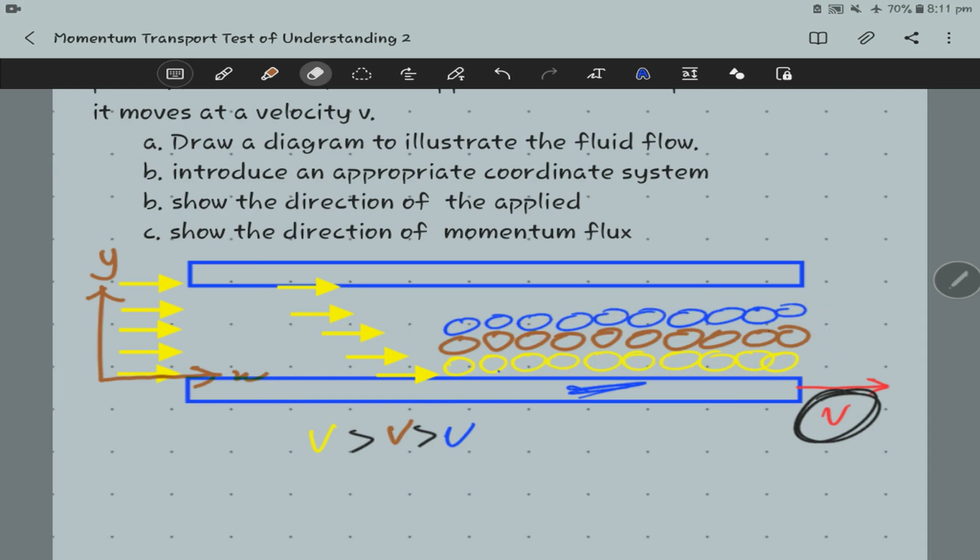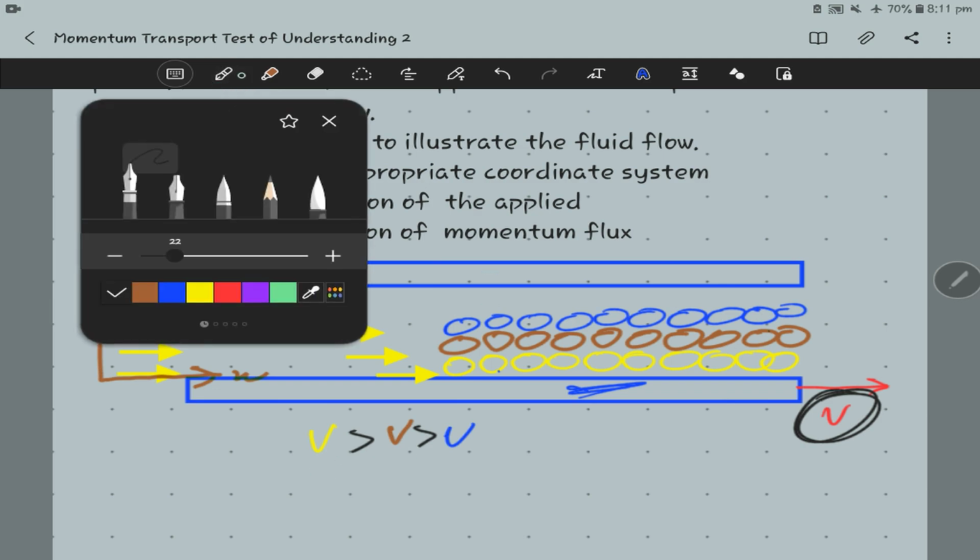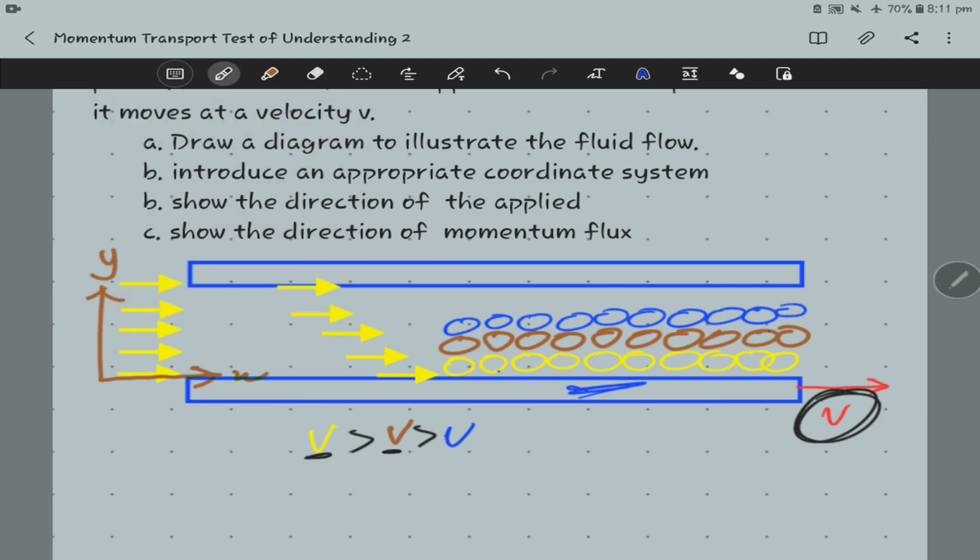So what's happening here is that the velocity is diffusing in this direction. Diffusion means moving from a high concentration area to a lower one. And because we know the velocity in the yellow layer is greater than this, and the one in the brown is greater than this, the diffusion will happen in this direction. That's what we mean by the direction of the momentum flux.